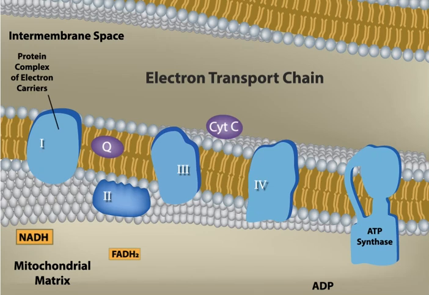The electron transport chain is the last component of aerobic respiration. It is a series of redox reactions in which electrons are passed from one component to the next, extracting the energy of the electrons and donating them to oxygen to produce water.